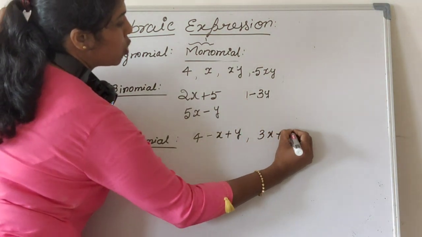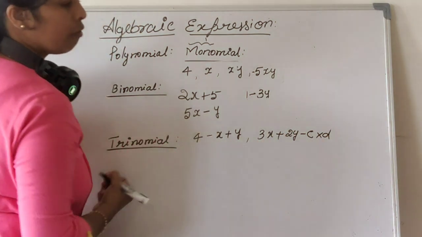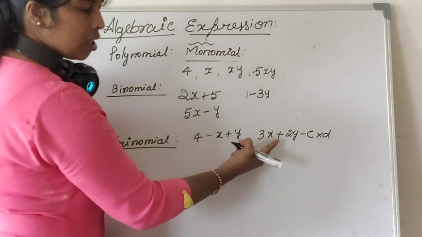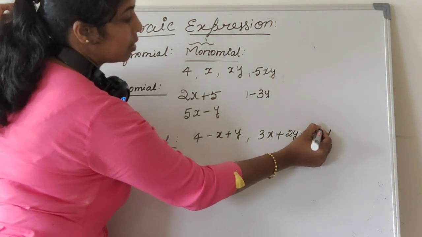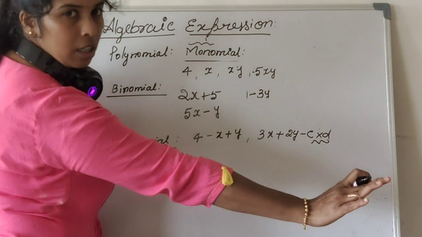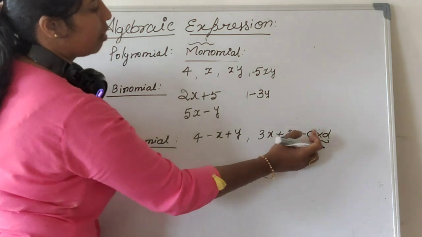3x plus 2x minus c into d. What will you say? It's not 3? Is it 4 terms? No, it is 3 terms because it contains a multiplication sign. That is negligible. So, this is a single one. 1, 2, 3. Only 3 terms.